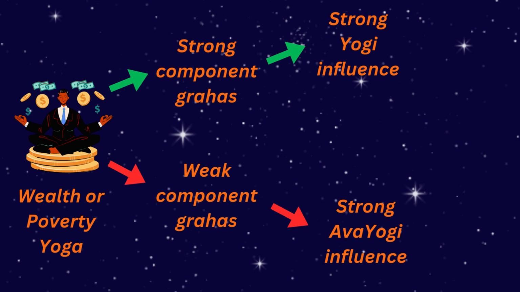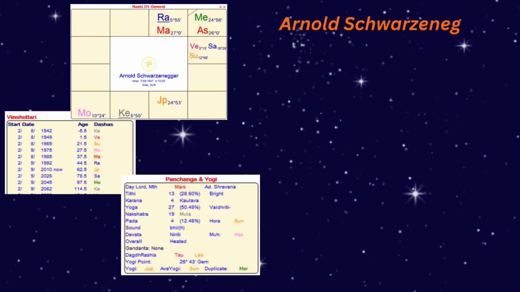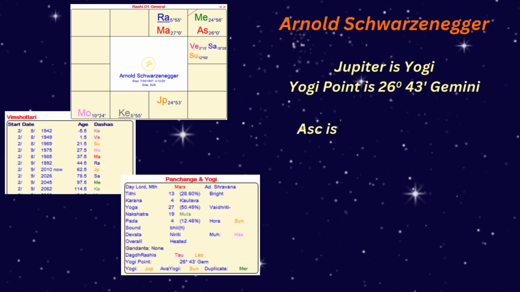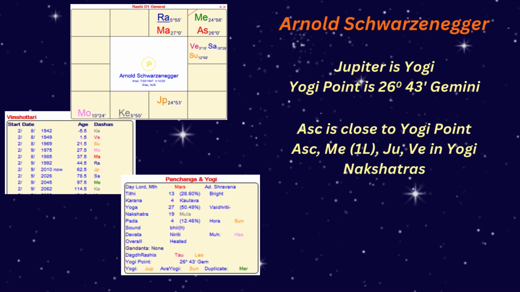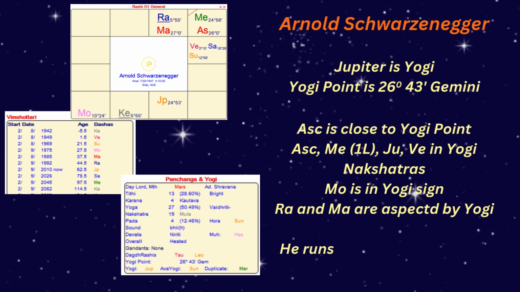Now that we have the concepts and calculations in place, let's look at some example charts to see how these principles play out in real life scenarios. First, let's look at an example of a chart where the positive influence of a well placed yogi plays a significant role. We're taking a look at Arnold Schwarzenegger, the famous Terminator and former governor of California. His chart serves as a great example of the powerful influence of a well placed yogi.